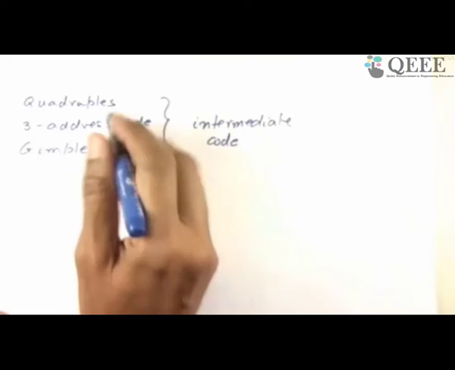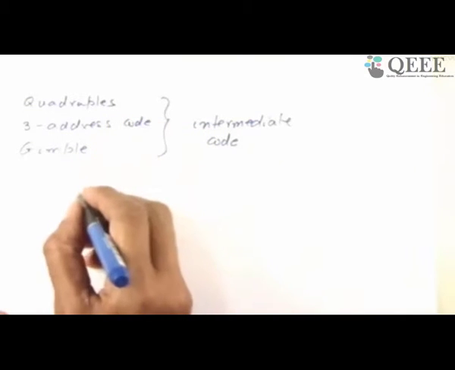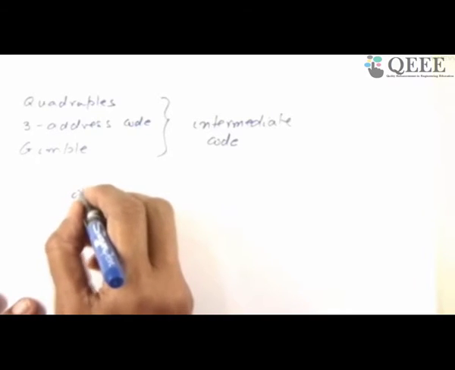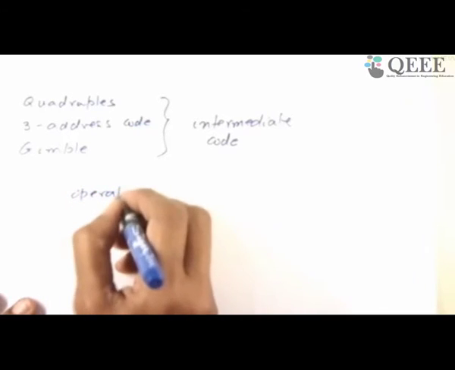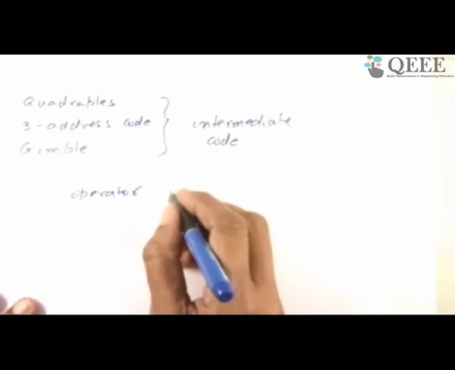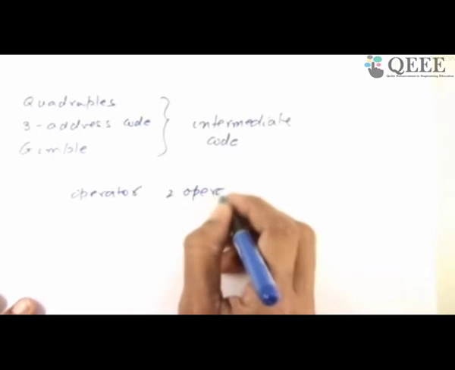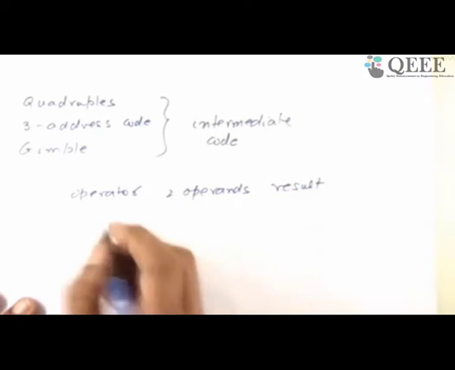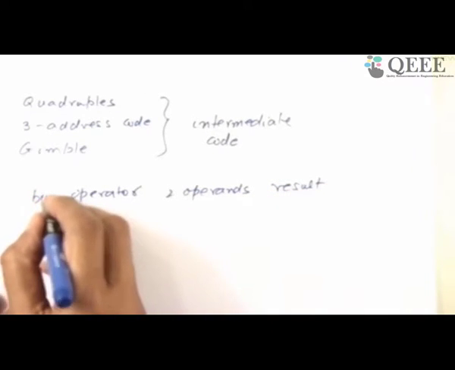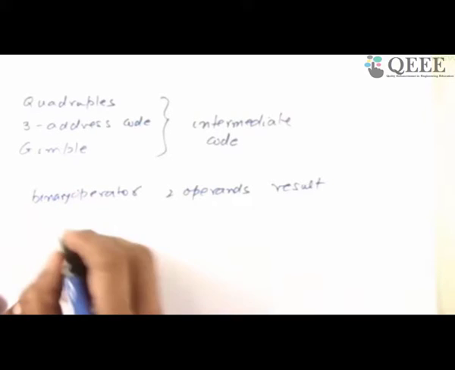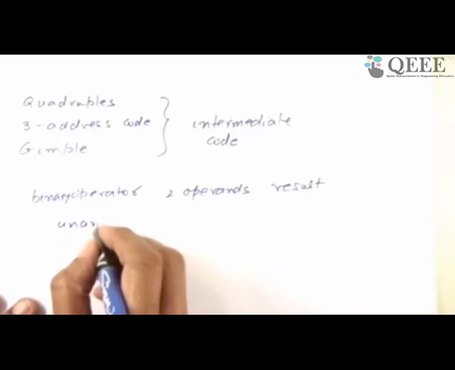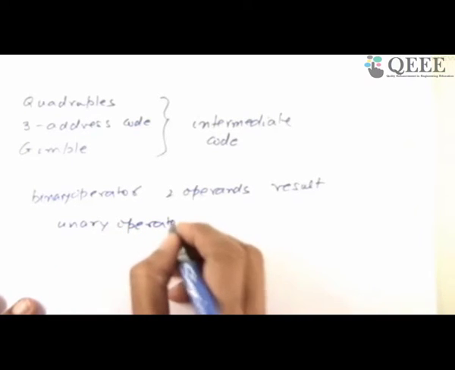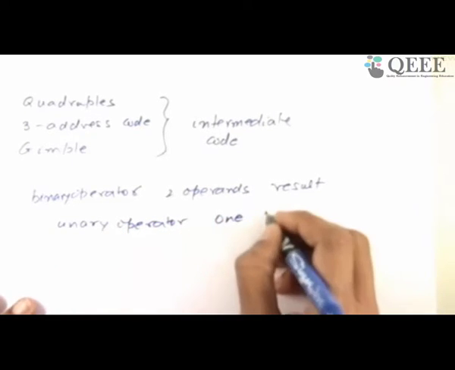So what are these basically? It depends on how you want to use it. I have been using it in the form of an operator, two operands, and a result. If it is a unary operator, like plus, minus, and so on, then I have one operand, and probably a result.